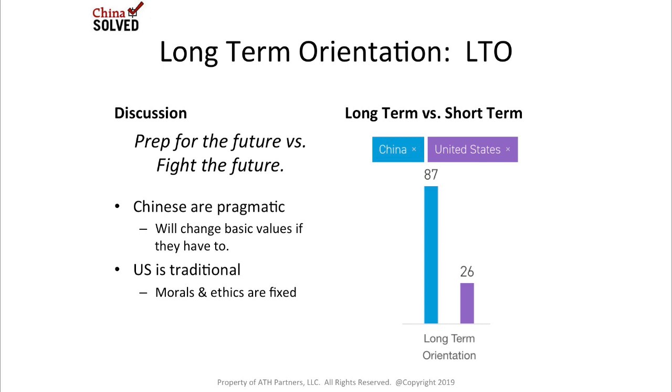Put another way, high LTO scores prepare for the future, low LTO scores fight the future. The Chinese are pragmatic. They will change basic values if they have to. They think in terms of generations. The U.S. is more traditional. We think that morals and ethics are fixed. We don't want to change.